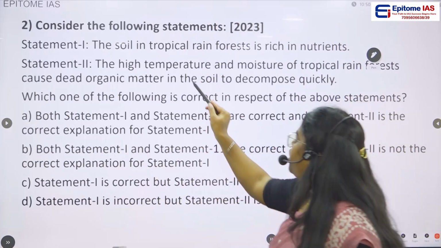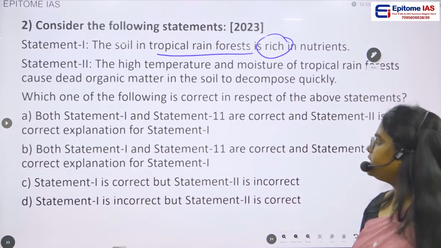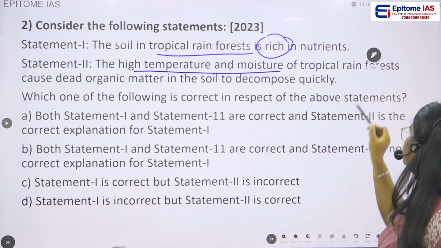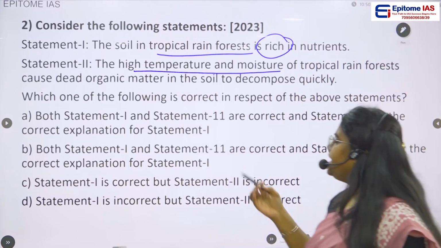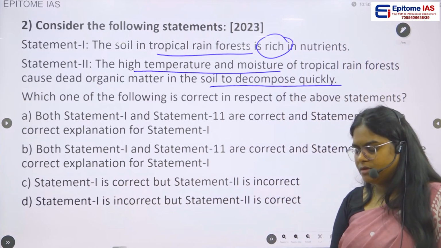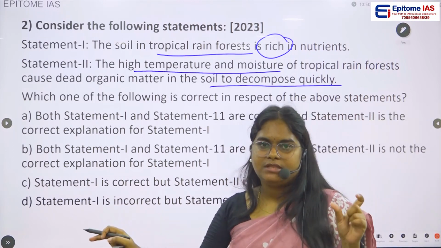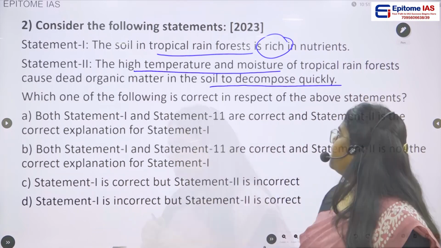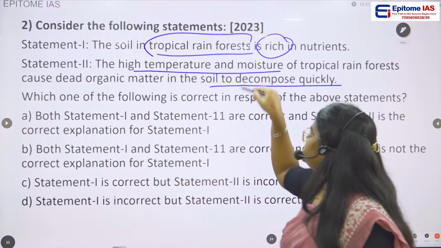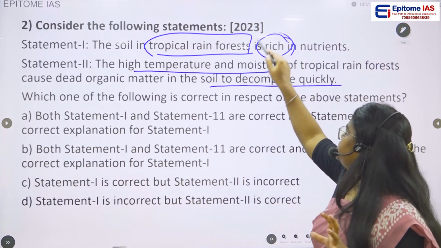Statement 1, the soil in the tropical rainforest is rich in nutrients. Statement 2, the high temperature and the moisture of the tropical rainforest cause dead organic matter in soil to decompose quickly. So what they are saying is, they are talking about the soil in the tropical rainforest. In the first statement, they are saying that the soil present in the tropical rainforest is rich in nutrients.